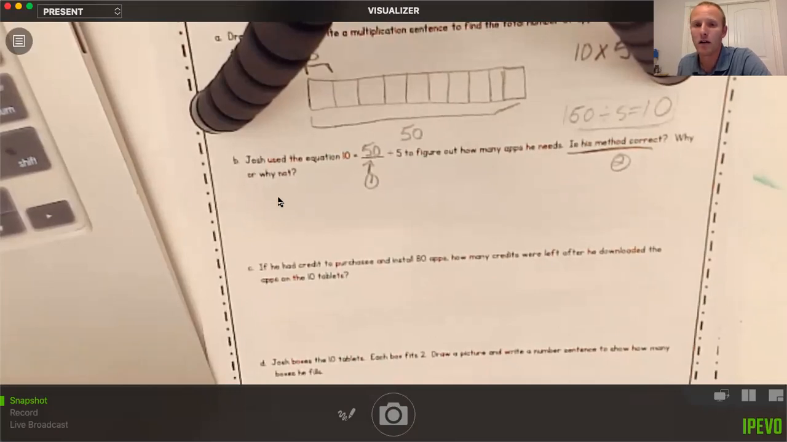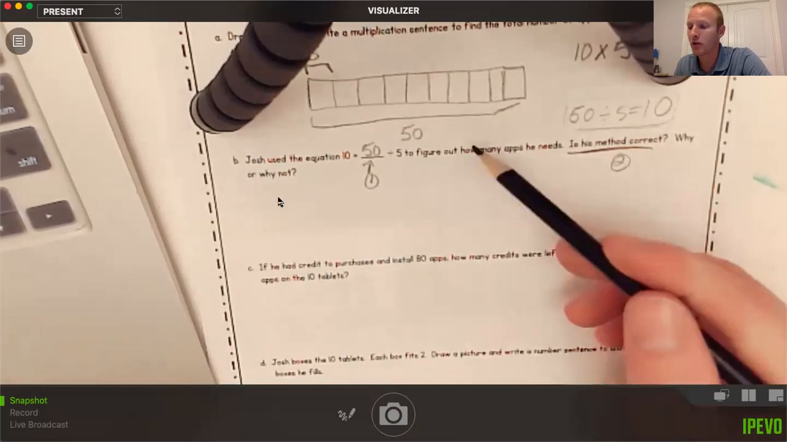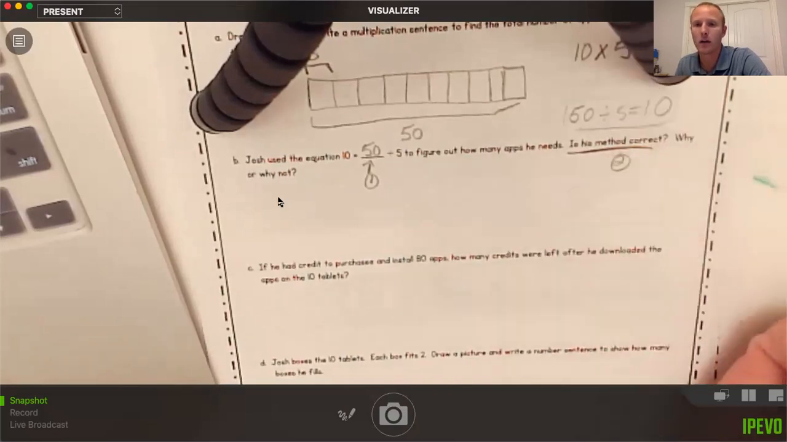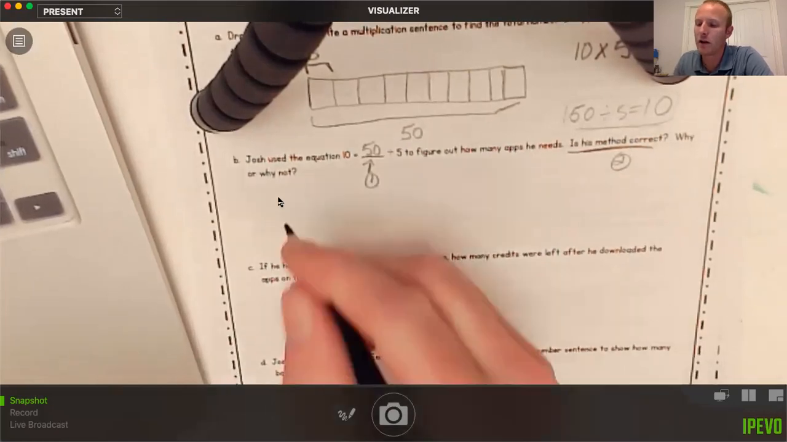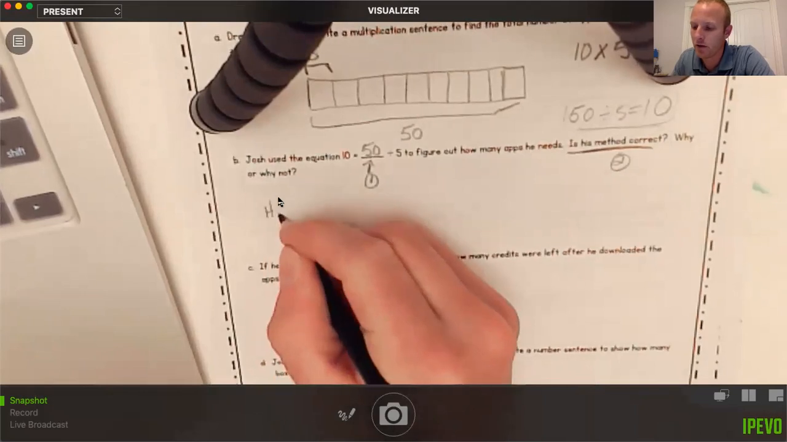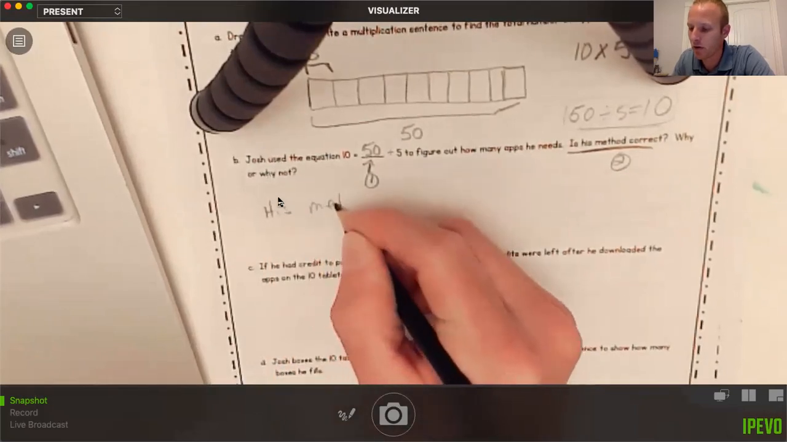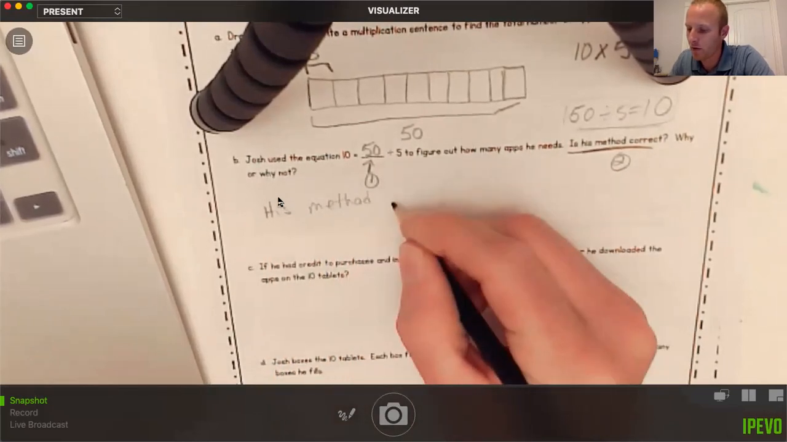Why or why not? Well, I would argue that yes, his method is correct because he's used 2 facts from the same fact family to solve. You don't need to solve with multiplication because a division sentence from the same fact family can just as easily solve this problem. And that's what I would write and say, his method is correct.